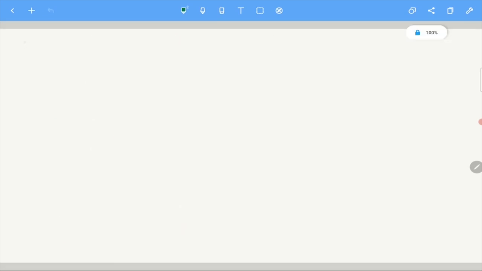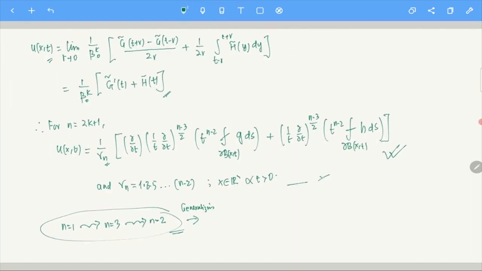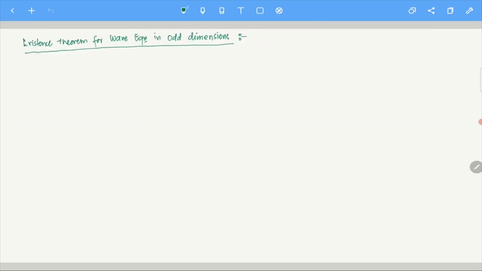So for that, the existence theorem for wave equation in odd dimensions. Basically we want to show that the formula which you obtained, let's call this formula star, is actually valid.